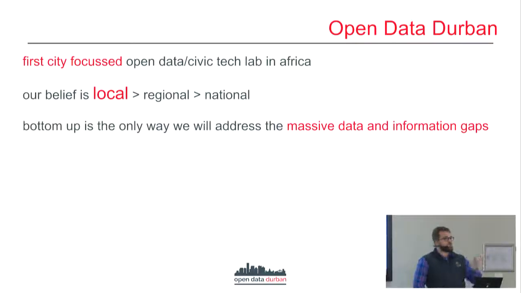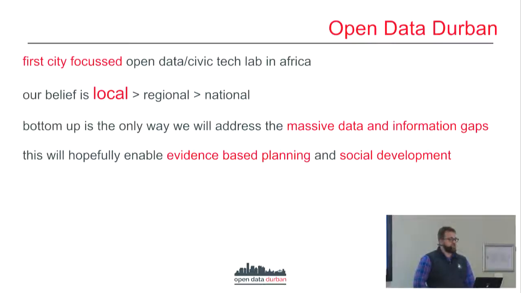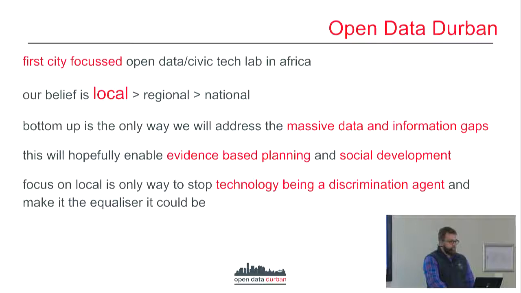And we also believe that if you start getting data at the person level, you're going to better help close the gaps in missing data and information. And we just find that that's a good place to start, and it allows for evidence-based planning and, of course, social development. And the main goal is trying to remove tech as a discriminating agent, which it invariably is. In fact, the more technology grows, the larger the gap widens between those who have access to information, data, and the power that that grants them, and those who don't. And so we're hoping that by engaging correctly at the ground level, at the people level, we can help ensure that that gap isn't an issue. We can close the gap and make it an equalizer rather than a divider.